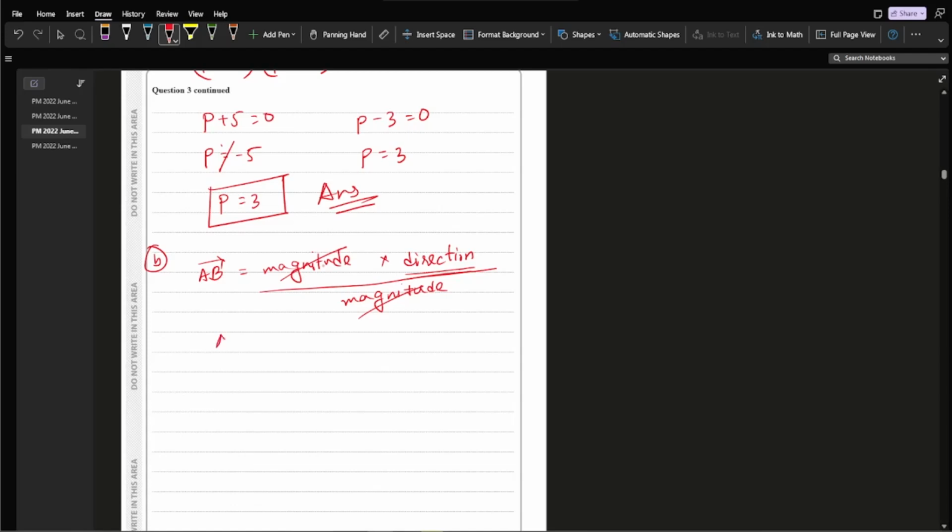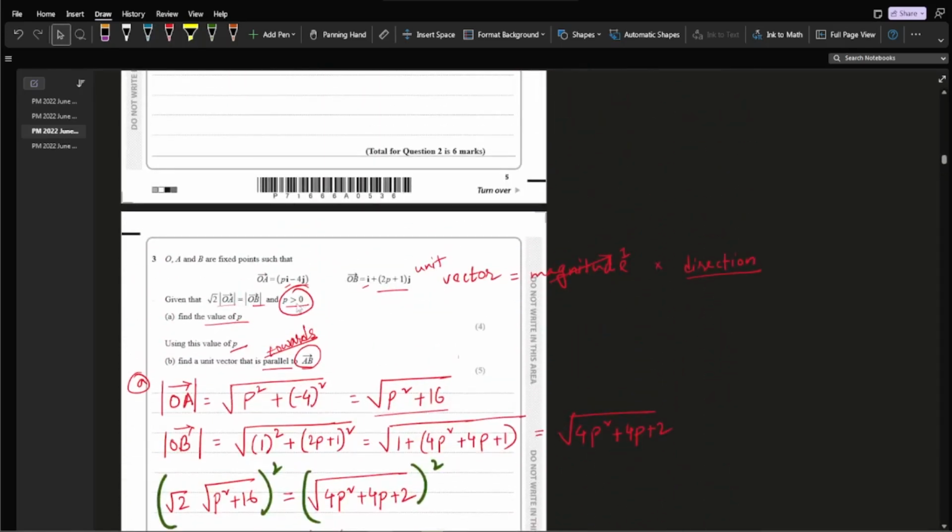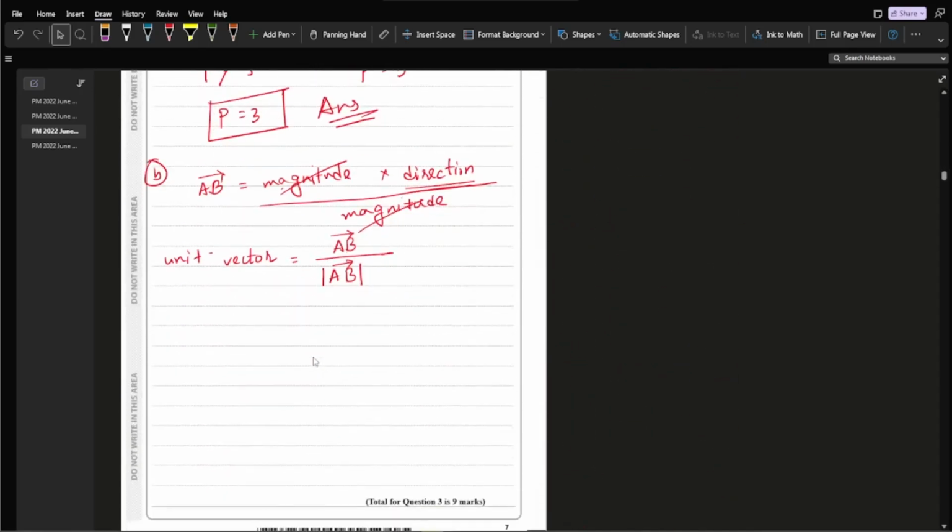So the unit vector is equal to the given vector divided by its magnitude. You see, we have the whole vector and then we are dividing it by the magnitude. Now we don't have the vector AB, so we have to find vector AB. AB is equal to the position vector of the final point, which is B, minus the position vector of A. The position vector is basically defined from the origin. OB minus OA.